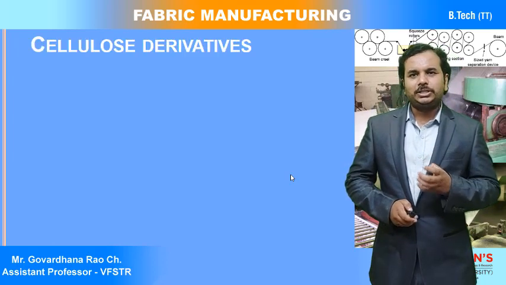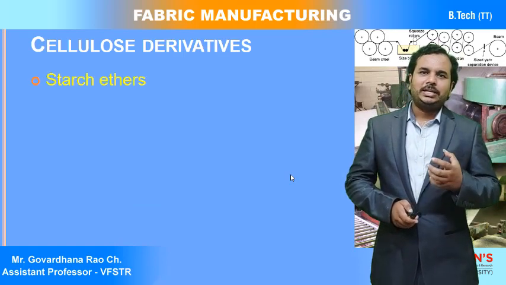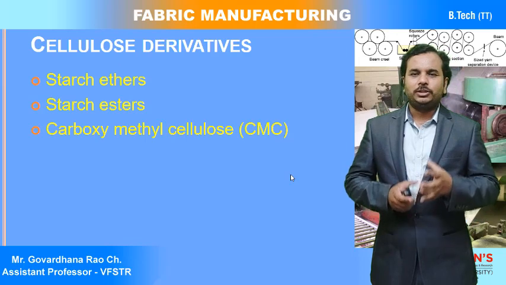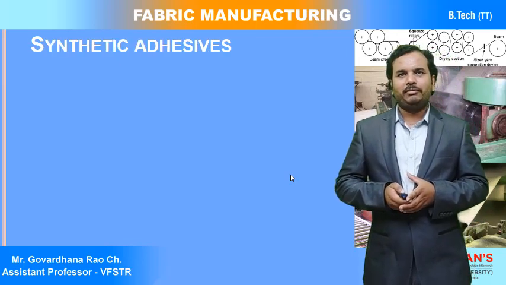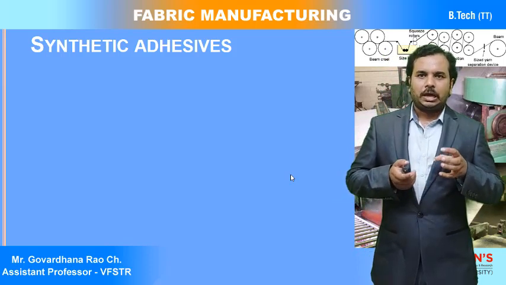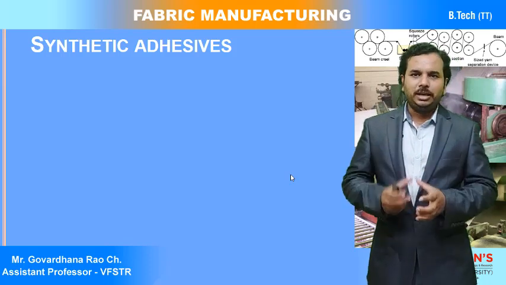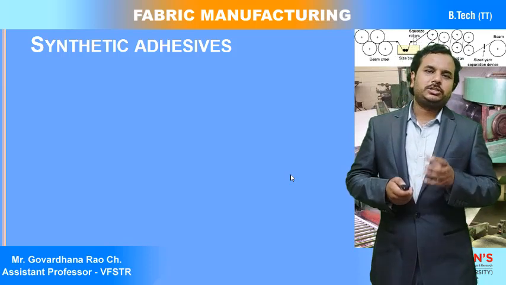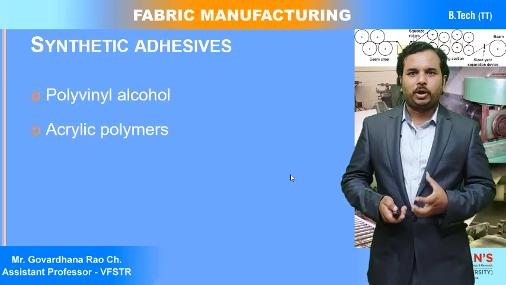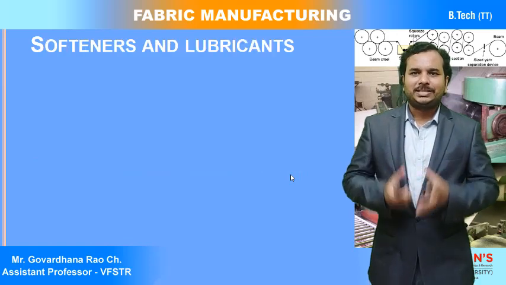Okay, and cellulosic derivatives are also used in this case, and the cellulose derivatives are starch ethers, starch esters, and carboxymethyl cellulose powders. So these come under the cellulosic derivatives. And synthetic adhesives we are using for specific applications, to sustain the yarn or to withstand any circumstance in the further steps. Examples of synthetic adhesives you can see here: polyvinyl alcohol, acrylic polymers, vinyl polymers, and styrene compounds are going to be used as synthetic adhesives.